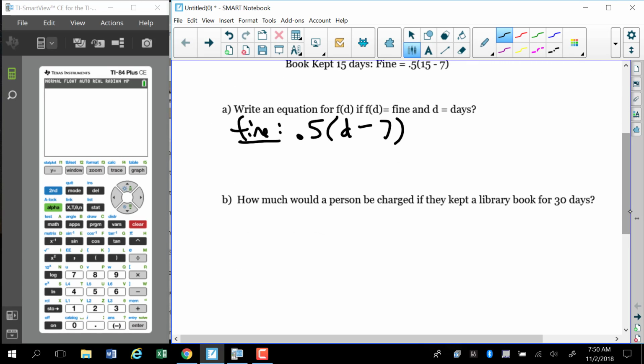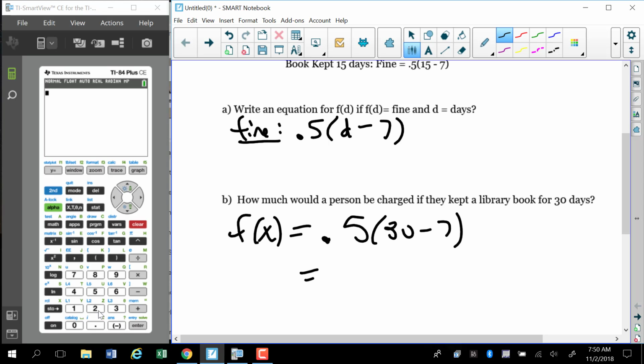How much will they owe if they kept it for 30 days? Again, you can either use this equation or do it on your own. I'm going to use f of x for the fine as a function of x, just a slightly different notation. 30 minus 7, which if you go over here, 0.5 times, and it gives you $1.15.